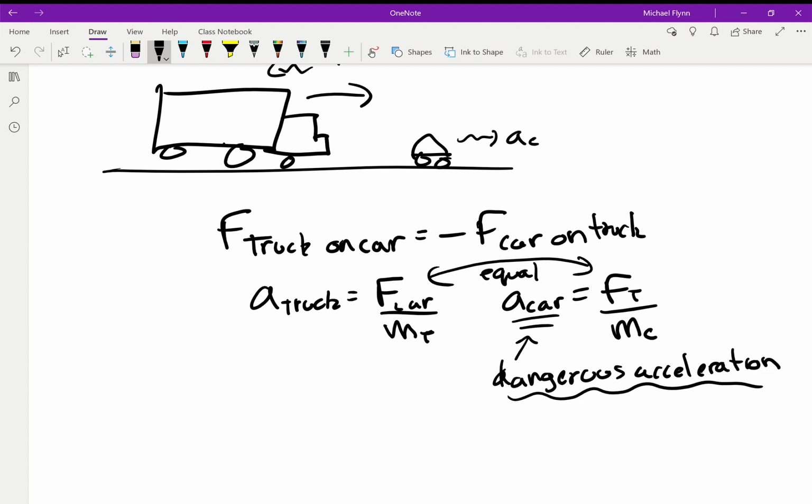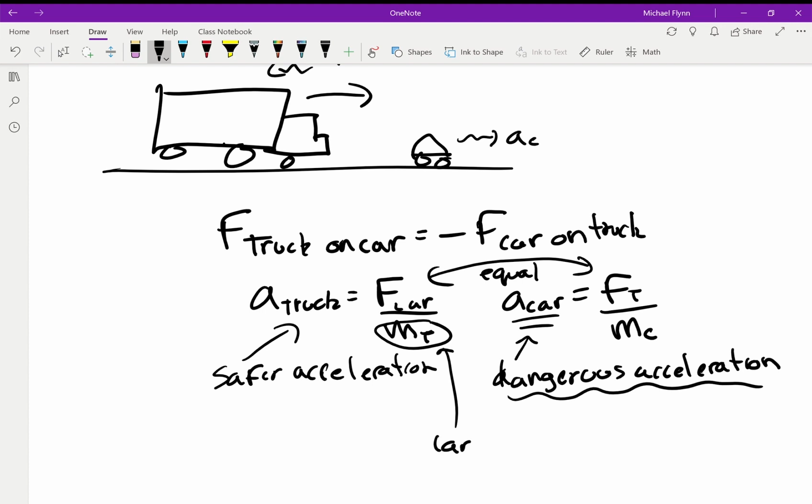So the forces are the same between these two objects. The common misconception is that the truck is going to hit with way more force on the car. No, the force is the same. What's not the same is the acceleration. And because the truck has so much mass, it can have a safer acceleration, a much lower number, because its mass is so large. It's this larger mass of the truck that keeps the truck driver safer, okay?